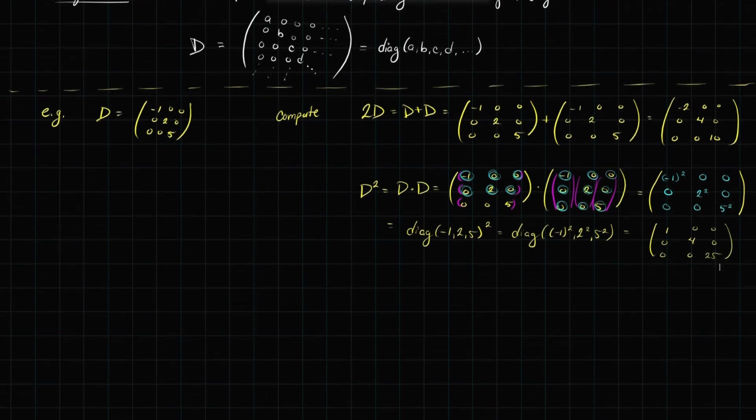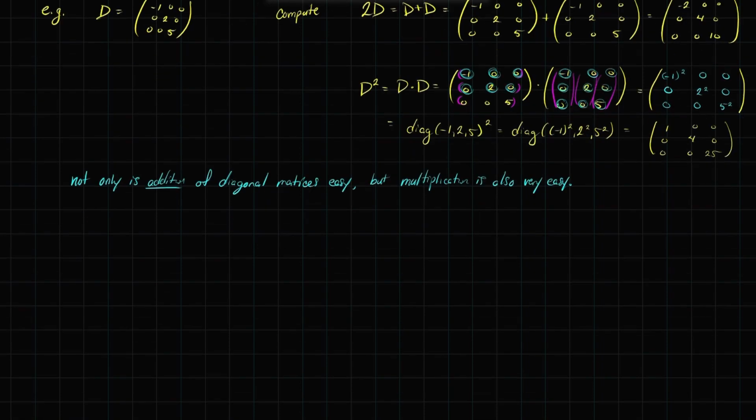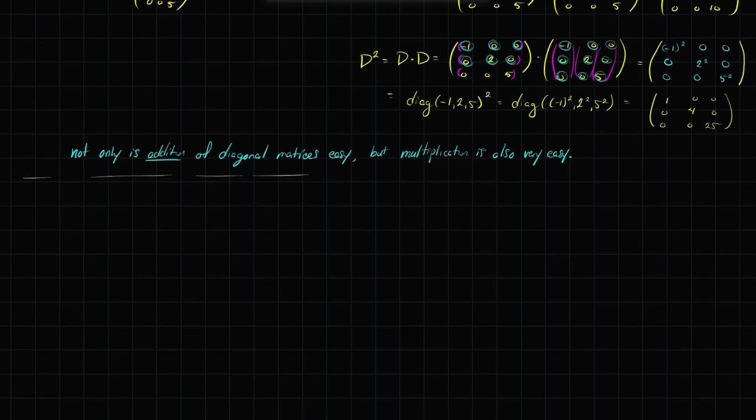But that just meant that not only is addition of diagonal matrices easy, but multiplication is also easy, very easy. And in fact, what this means is that we can construct the following, which I'll actually list as a theorem, and I don't list too many theorems in this course, so you can really pay attention to what I do.